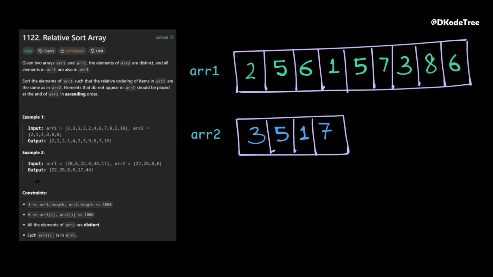Most people solve this problem in big O of n log n time. But with one small observation, we can actually do it in big O of n time. Welcome back to DKodeTree. Today we are solving LeetCode 1122, Relative Sort Array.